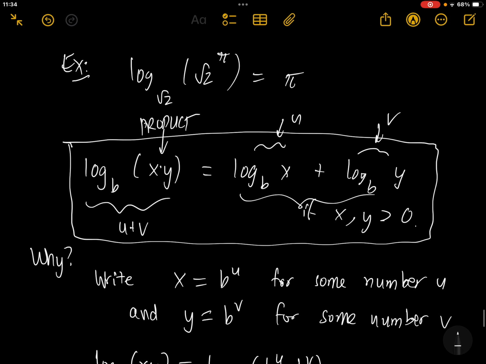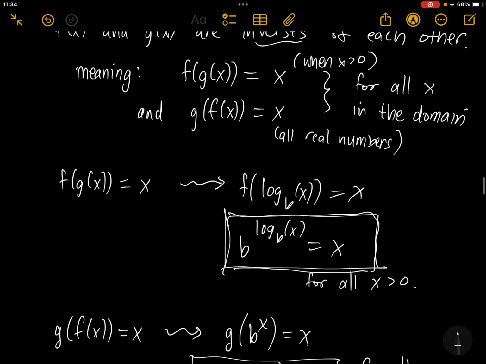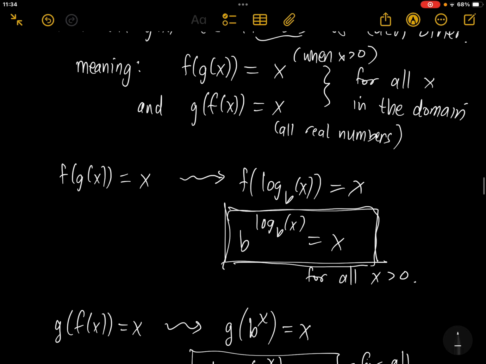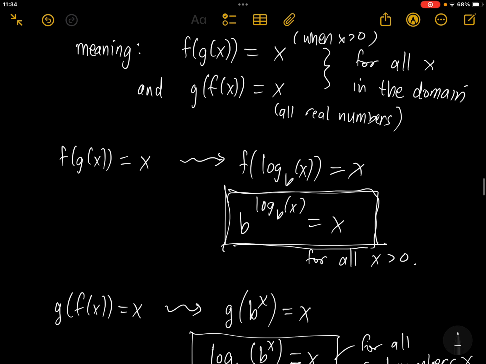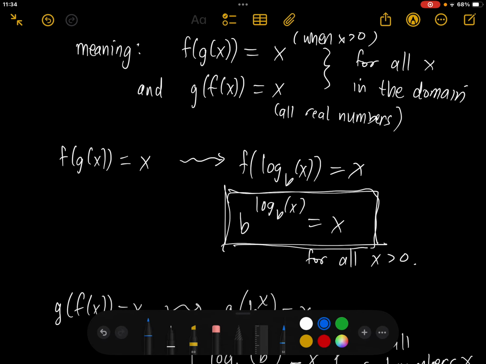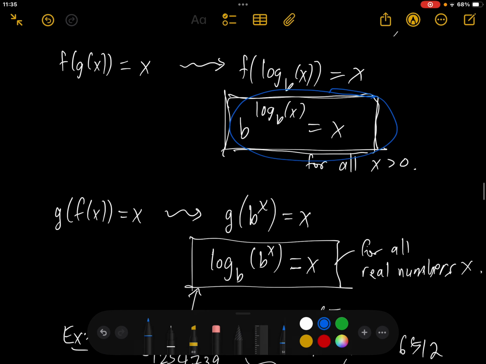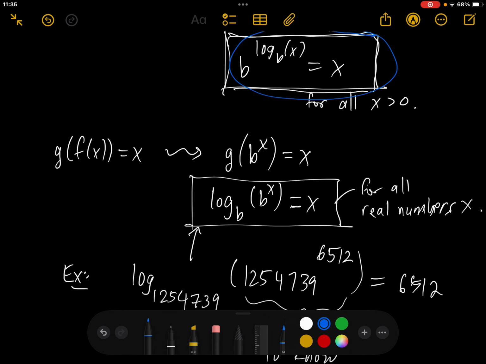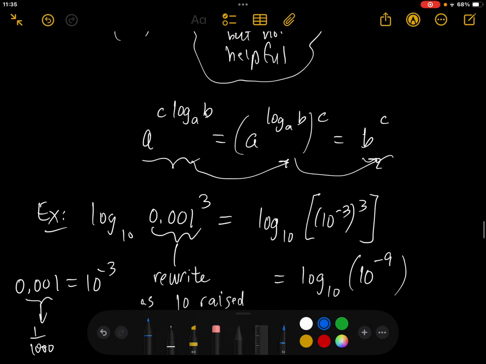Okay, so let's just review some of the properties, since I've already written them down. So the fact that b to the x and log sub b of x are inverses tells us that you have b to the log sub b of x is x, for all positive numbers x, and log sub b of b to the x is x. That's just from the fact that they're inverse functions. They're inverses of each other.